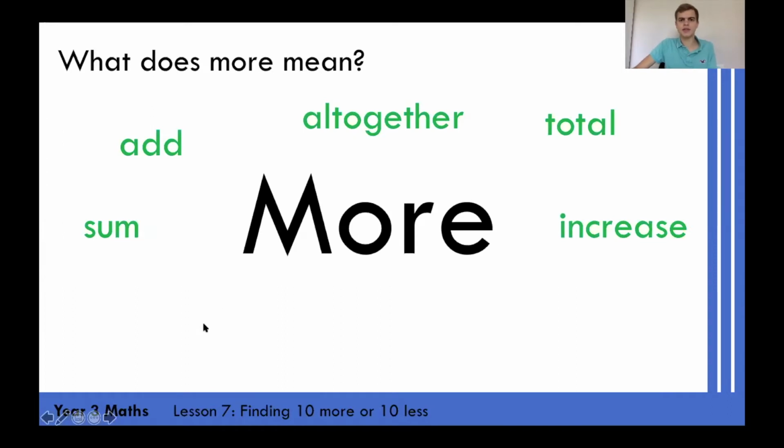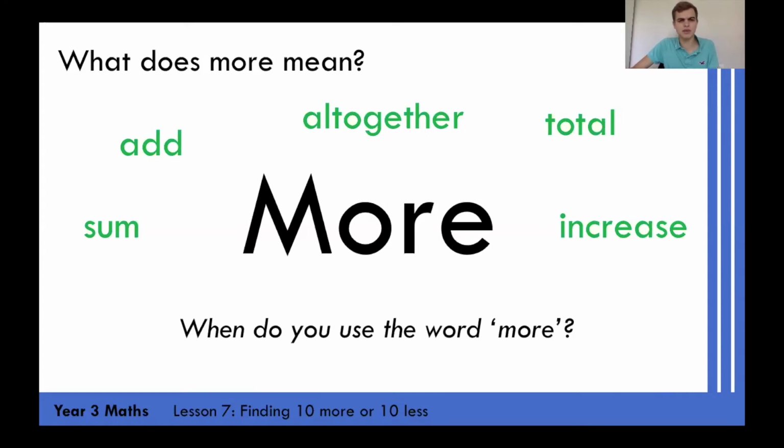So here we're going to start with the word more. There are lots of different words that we can use instead of more, like sum, add, altogether, total, and increase. But more means when we want more of something, when we want to add something on. You might say, please, can I have some more? But your grown-ups might not let you. But more is when we want to add things on. So if we're finding 10 more, we want to add 10 to our 3-digit number.